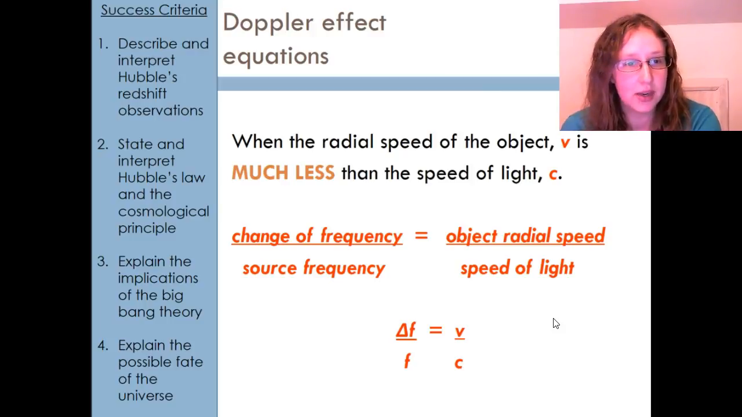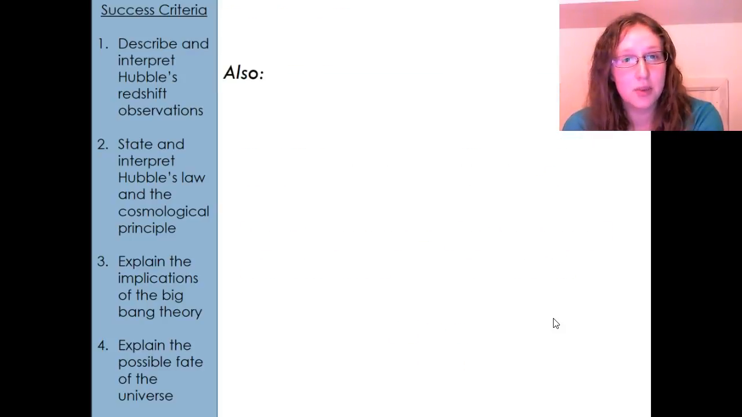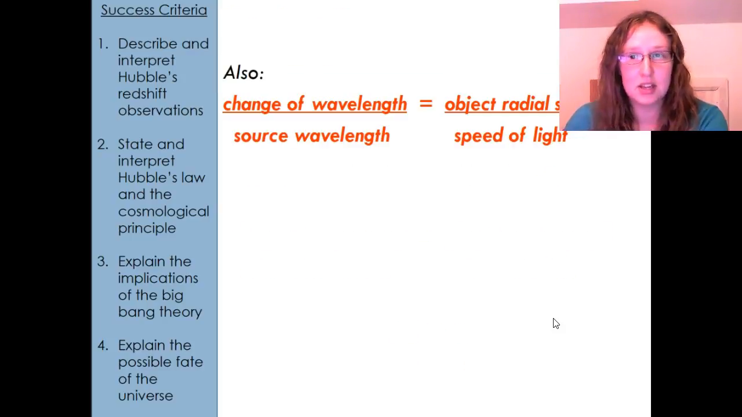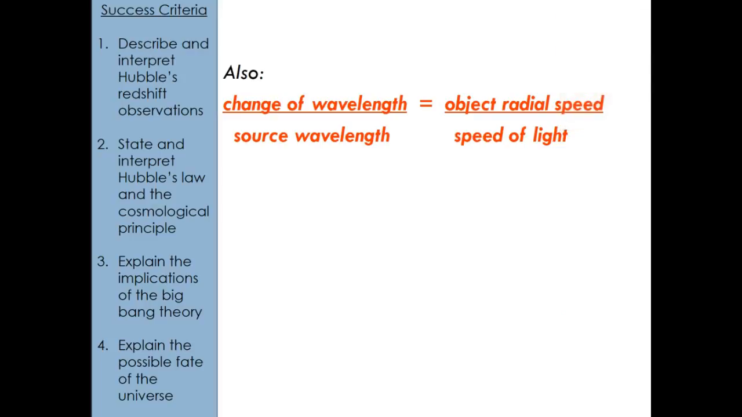It says that the change of frequency over the source frequency is equal to the speed that the object is moving divided by the speed of light. Really simple. However, we can also use this for wavelength, because it's equally true for wavelength, has the same relationship. The change in wavelength over the source wavelength is equal to the speed over the speed of light. So I can do it for lambda, Δλ over λ, is equal to v over c.